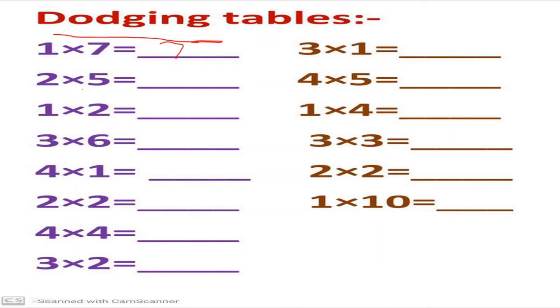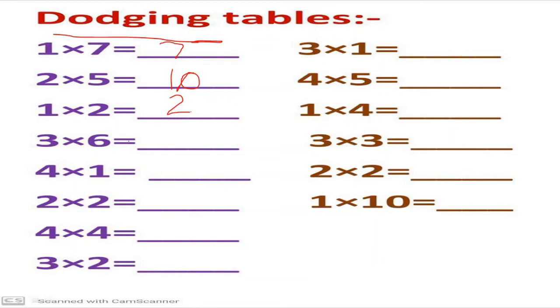So what you have to do? You have to start counting from 2 ones are. 2 ones are 2, 2 twos are 4, 2 threes are 6, 2 fours are 8, and 2 fives are, yes, 10. 1 twos are, don't need to count, you all know. 1 twos are 2.